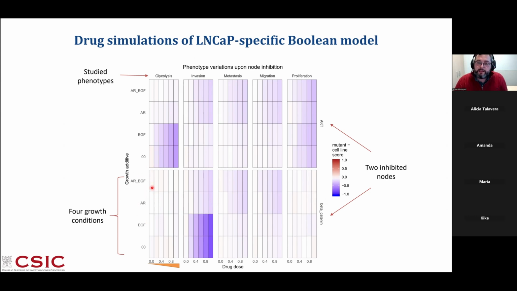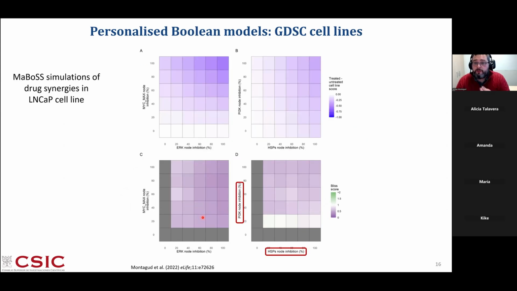So in fact, if AR is active, this inhibition does not take effect. Okay, and this you can do for one drug, but you can also do it for combinations of drugs. This is what we did in this paper on prostate cancer, in which we looked at the different inhibitions of MYC/MAX and ERK, and also PI3K and heat shock proteins. And we found that those two combinations had a low Bliss score, in the sense that they could have synergies between the dosages of these drugs.